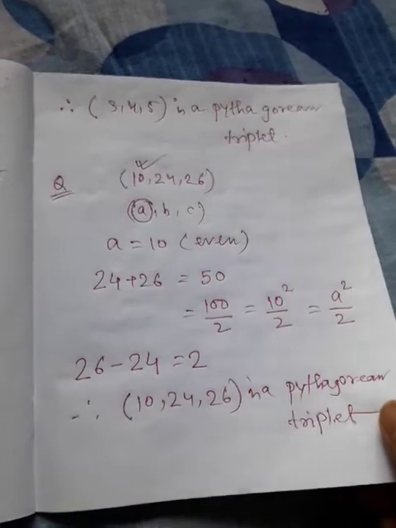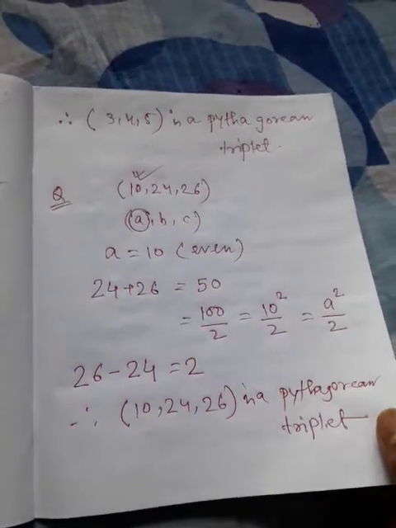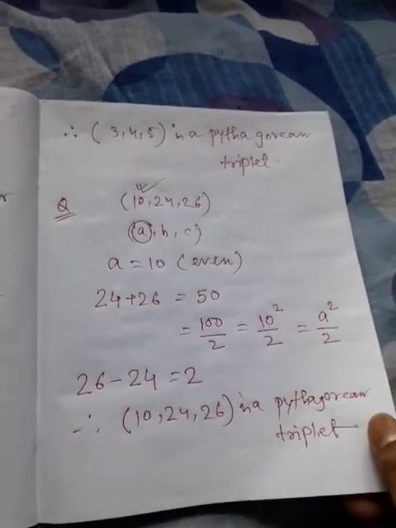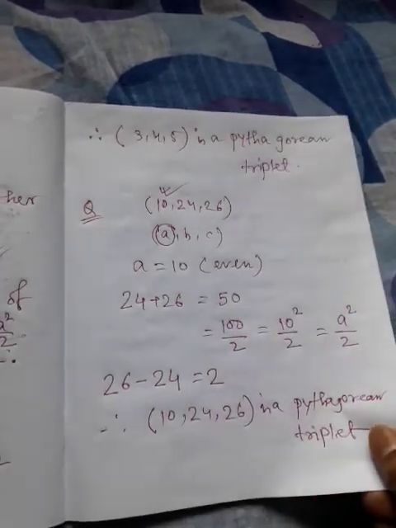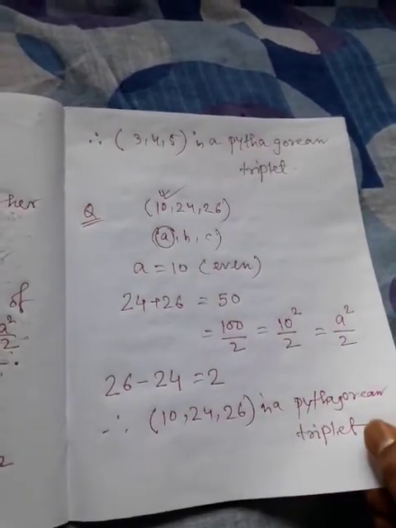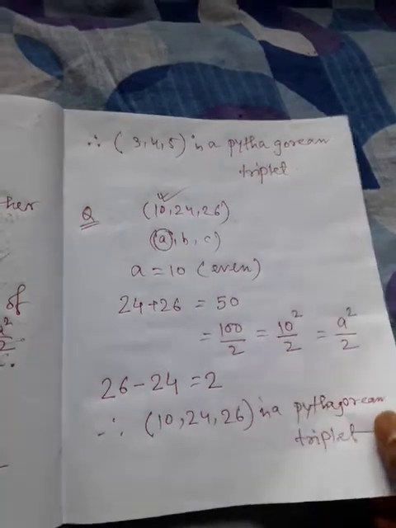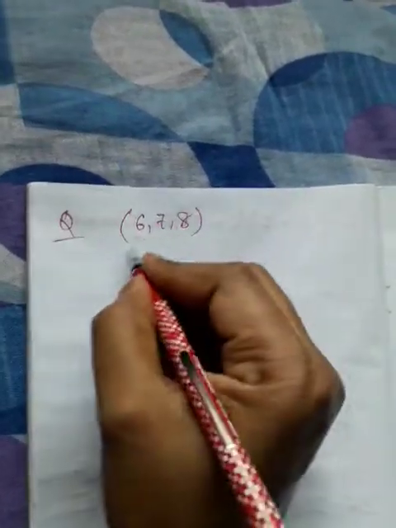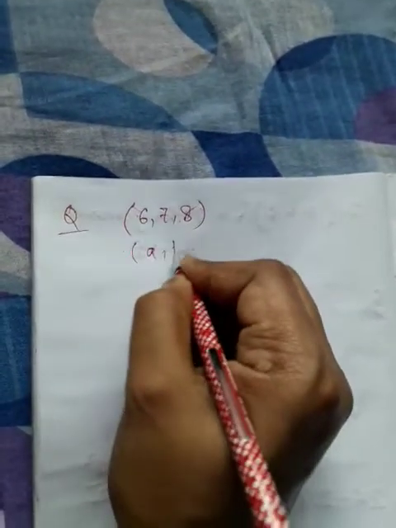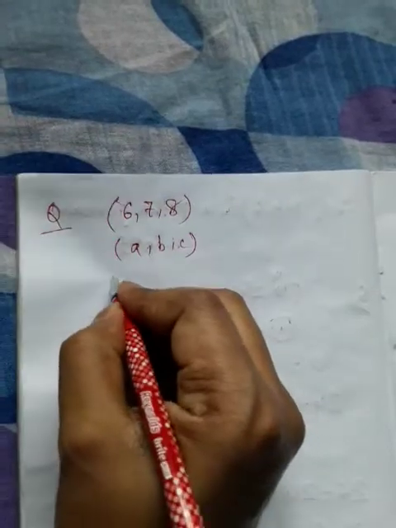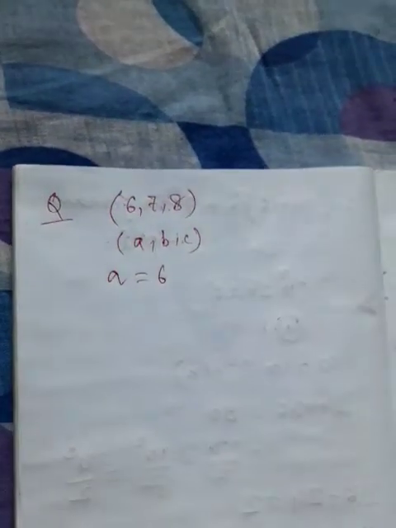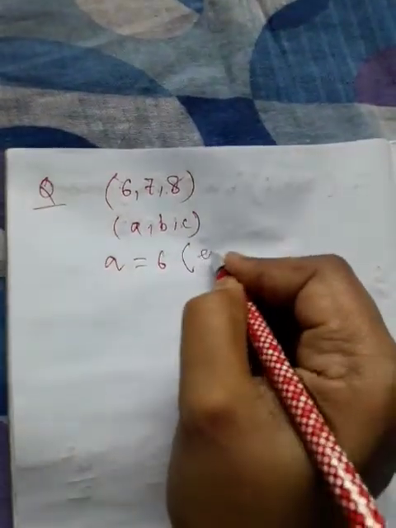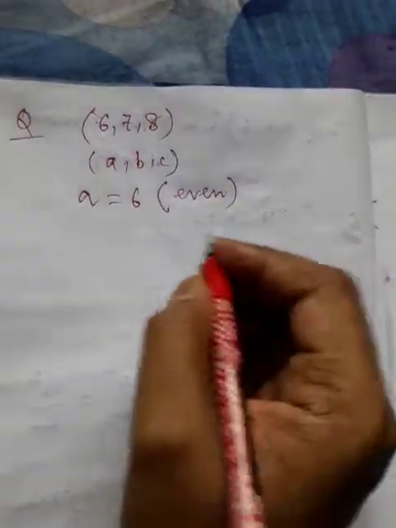Let us take more examples by applying method 3. So we have taken 3, 4, 5 and 10, 24, 26. Next we are taking 6, 7, 8. If we compare this with A, B, C, A is the smallest, so A equal to 6 and it is even.